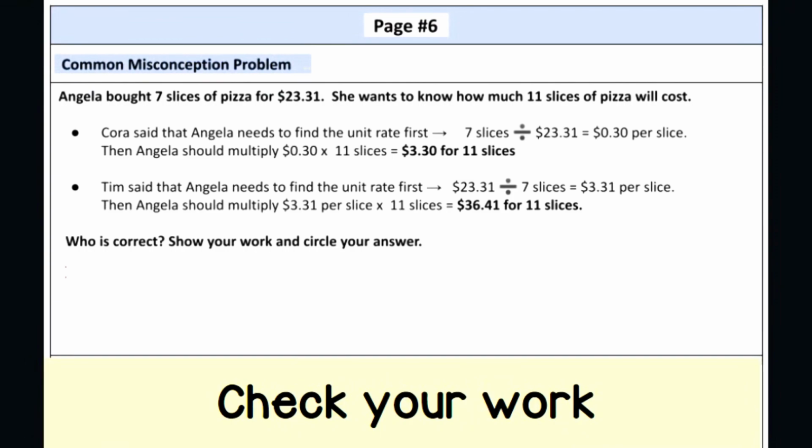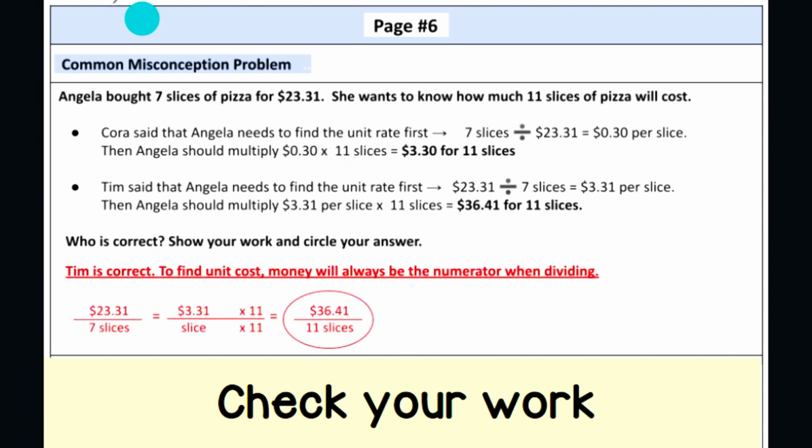So this problem is trying to figure out if you can realize the order to divide to find our unit cost. Cora says you should do slices divided by money, but Tim says you should do money divided by slices. So it wants to know who is correct and then the correct answer. Tim is correct. If we are trying to figure out the price for 11 slices, slices should be our denominator when we divide. And then you should have gotten $36.41 for 11 slices. So I'll let you pause the video, finish checking your work. Once you're done checking your work, come back to the video.